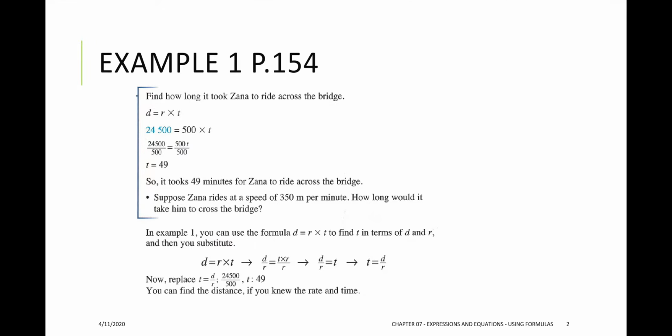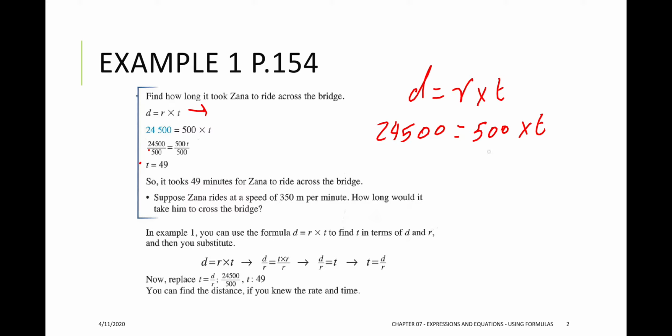For example, you have this example: find how long it took Zana to ride across the bridge. The content of that example, you can find in your book. Just the equation I need is this one: D is equal to R multiply T. D is the result, 24,500. So that's the D. Then we have 500 as R. We will multiply it by T because we want to find the T.